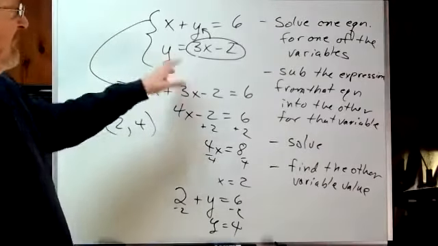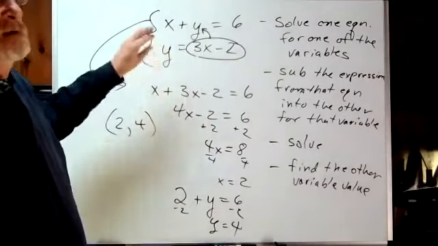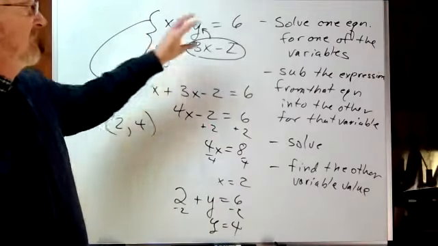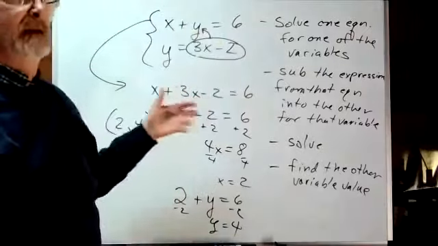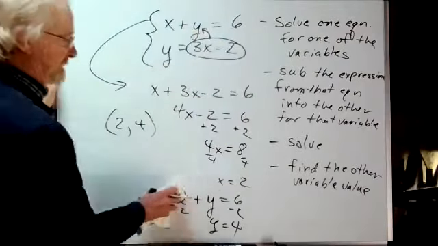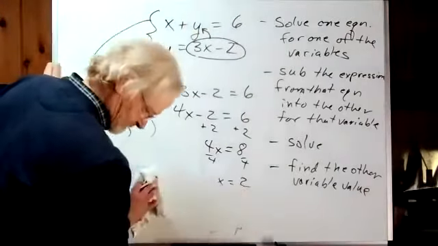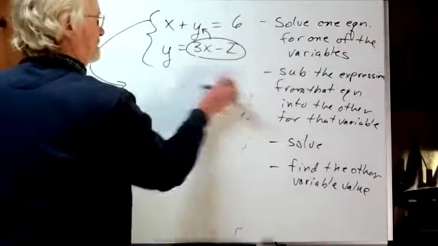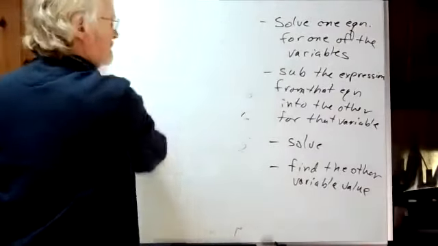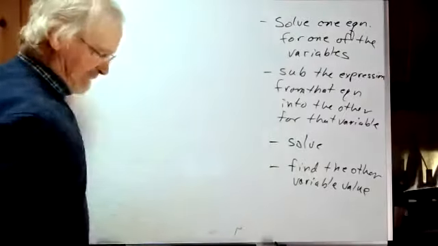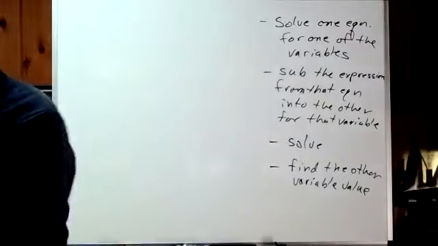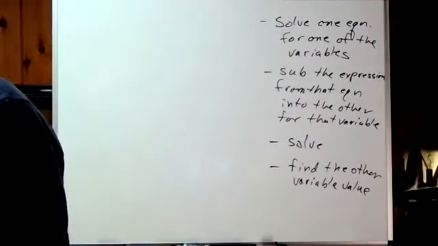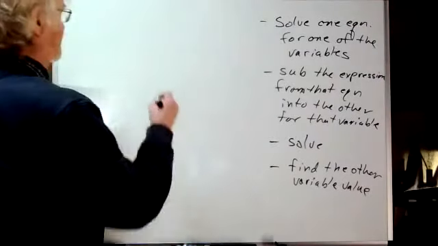That's going to be our process. Get one equation solved for one variable, and then whatever you got on the other side, you're going to put in for the other equation instead of that variable. All right, here goes. All right, leave that up there for a second. And next. All right, step it up a little.